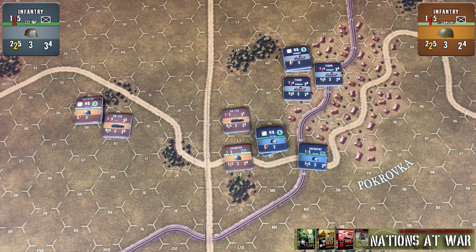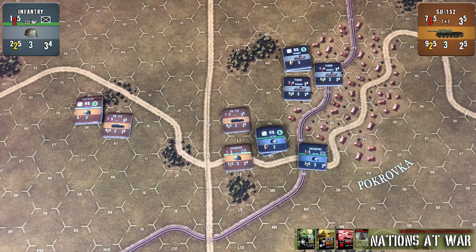A couple other things to keep in mind. If the unit has an asterisk by its assault factor, then it means it can only defend, not actually initiate an assault combat. And if it doesn't have an assault factor at all, then it means it can't attack or defend. It can only just eat the hits that it receives in an assault combat.